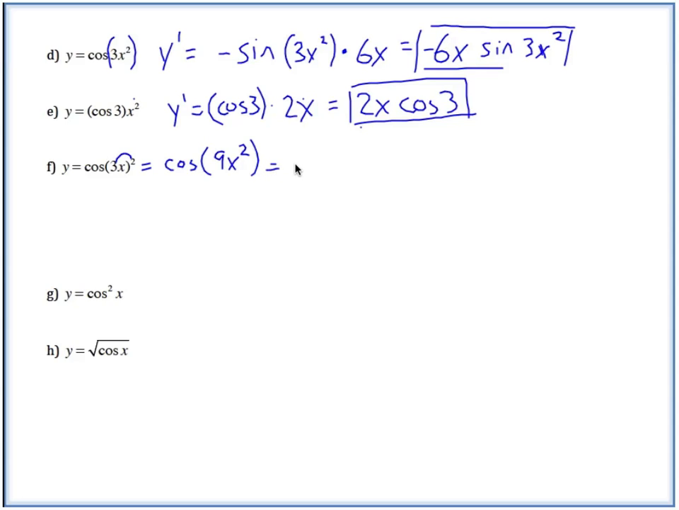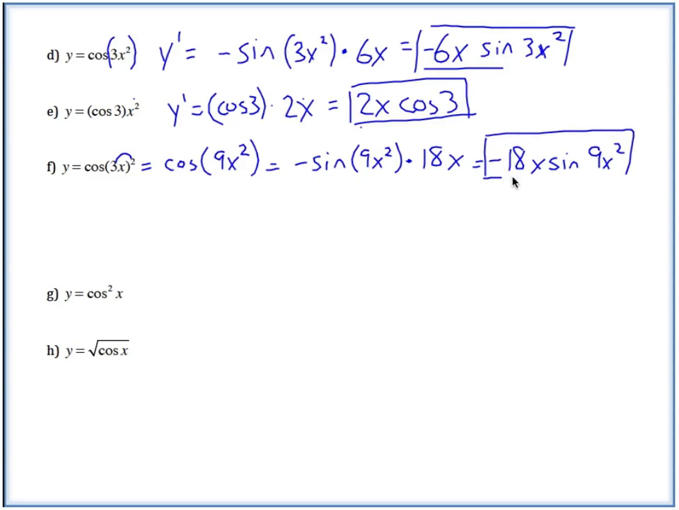And so the derivative of cosine is negative sine of our inside function times the derivative of that inside function, which is 18x. Okay, and then we're going to move that 18x to the front, so negative 18x sine of 9x squared. Okay, so hopefully you're getting used to those parentheses.